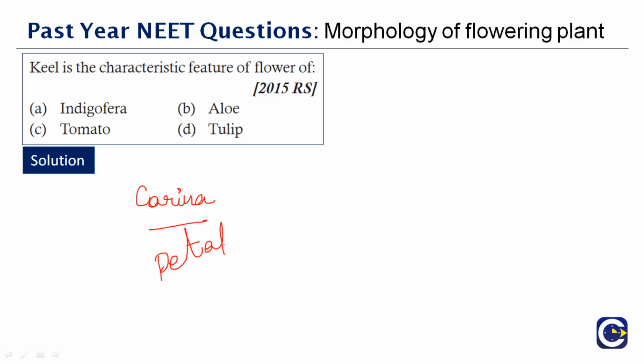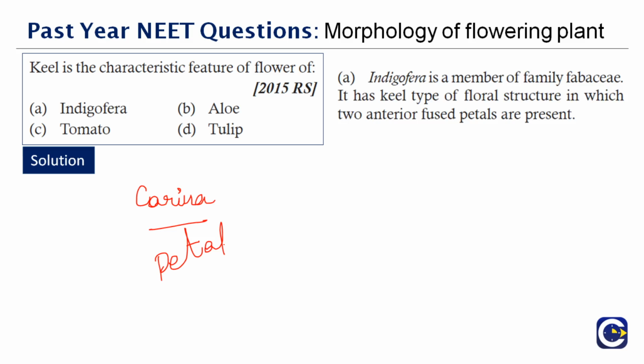You must have seen how the keel of a boat is, right? So keel is a characteristic feature of which flower? Option A, Indigofera, is the right answer. Indigofera is a member of the family Fabaceae. It has a keel type of floral structure in which the 2 anterior fused petals are present, and they resemble the keel of a boat. It will bend and move forward, so you can understand, right?